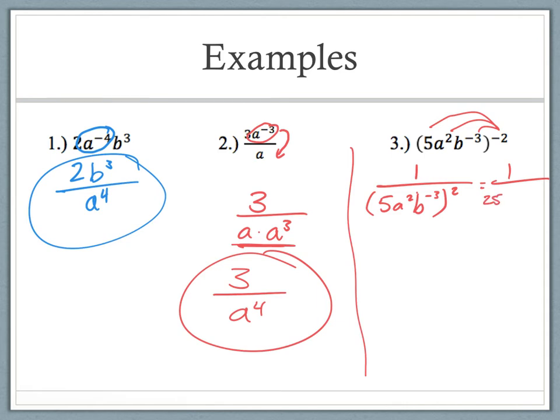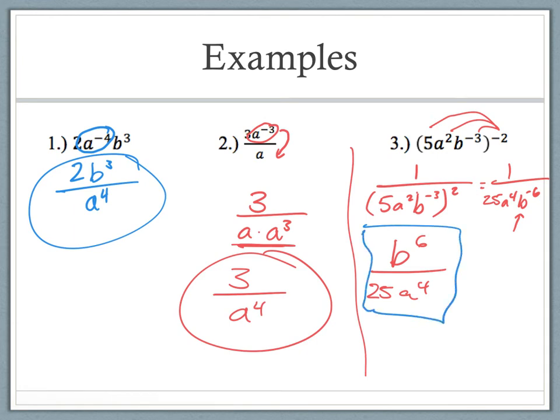Since it's a power to a power, we would go a to the 4th, and then it would be b to the negative 6th. Now I notice that this b has a negative exponent, so I have to flip that b. So this is going to be b to the positive 6th over 25 a to the 4th. Okay? And that would be our answer.